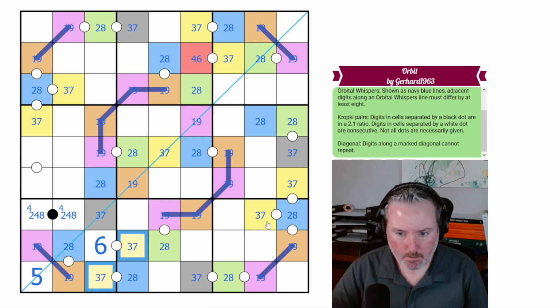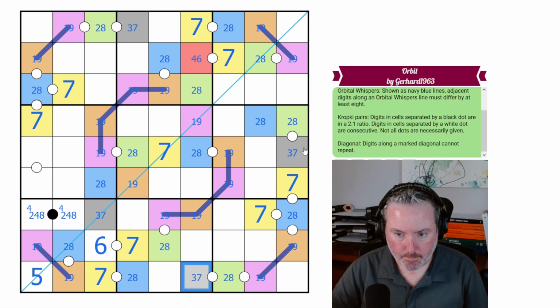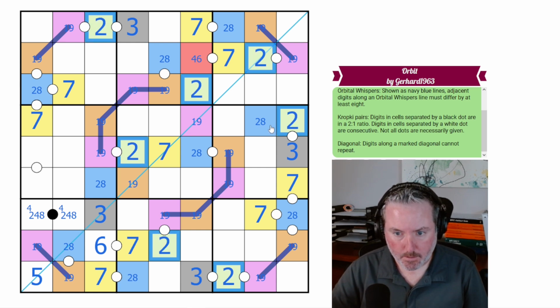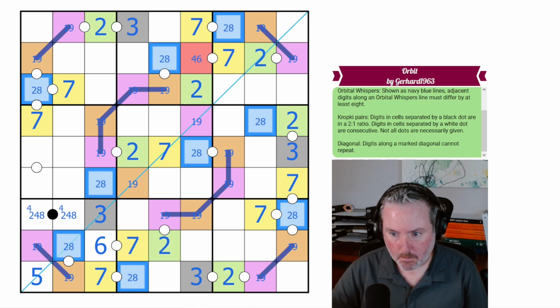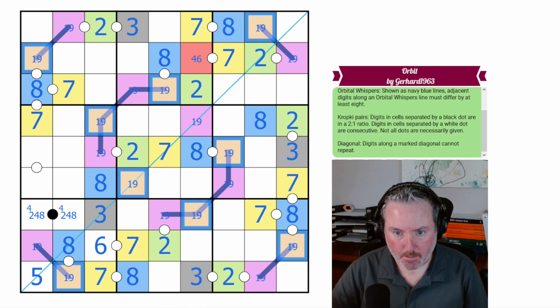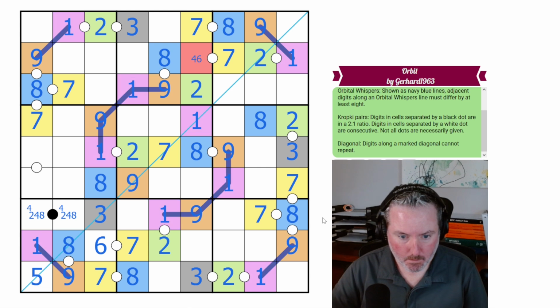Okay, here we go. All the yellows now are 7s, which means all of the dark grays are 3s. All of the greens are going to be 2s. Let's get those in. All of the blues are going to be 8s. All of the oranges are going to be 9s, and the purples are all 1s. So there we go.